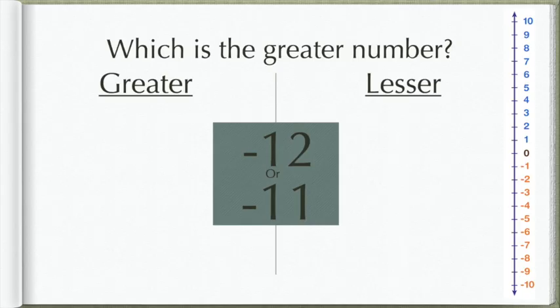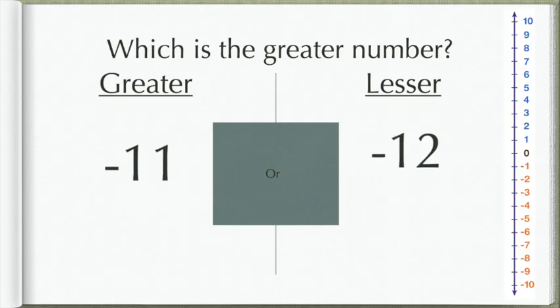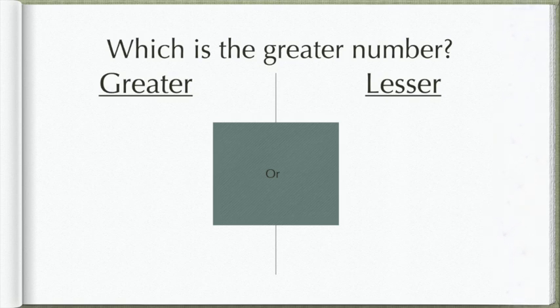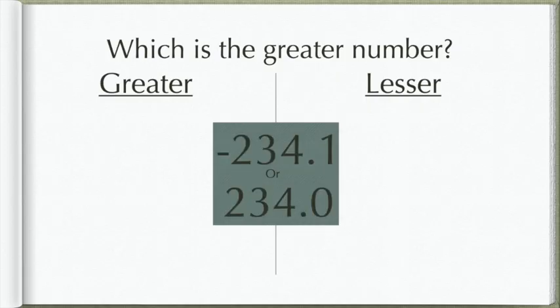If it were minus 12 degrees at my house and minus 11 degrees at somebody else's house, though it's not much, one of those numbers is warmer than the other one. Which is it? Negative 11 is slightly warmer than negative 12. And if you look at the vertical number line, negative 11 is slightly higher than negative 12, so it is greater.